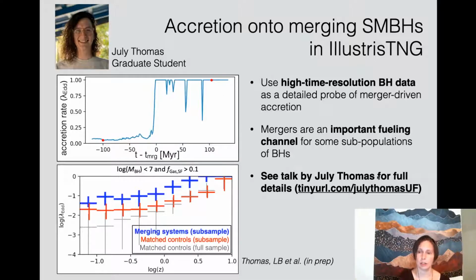And so again, I certainly encourage you to check out her talk for full details. She has lots of exciting results. And this is just one of several plots highlighting that mergers are indeed an important fueling channel for select subpopulations of black holes.